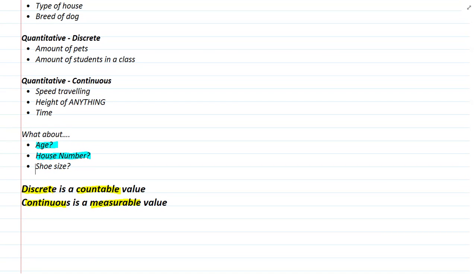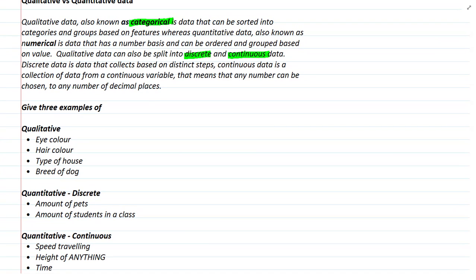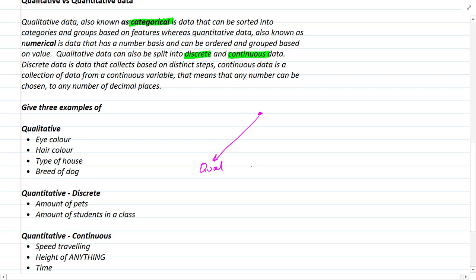So just last of all, let me draw a quick diagram here to remind you that we have qualitative data, or we have quantitative data. So this is your categorical and this is your numerical, and the quantitative data can be split into discrete or continuous. And they're all the types of data that you're dealing with really up to this stage in your maths.